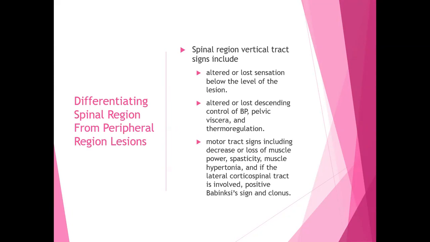Vertical tract signs include altered or lost sensation below the level of the lesion. Altered or lost descending control of blood pressure, pelvic viscera, and thermoregulation. That's the autonomic part of it. Motor tract signs include decrease or loss of muscle power, spasticity, muscle hypertonia, and if the lateral corticospinal tract is involved, a positive Babinski sign and clonus. So those are all motor tract signs, and they occur below the level of the lesion.